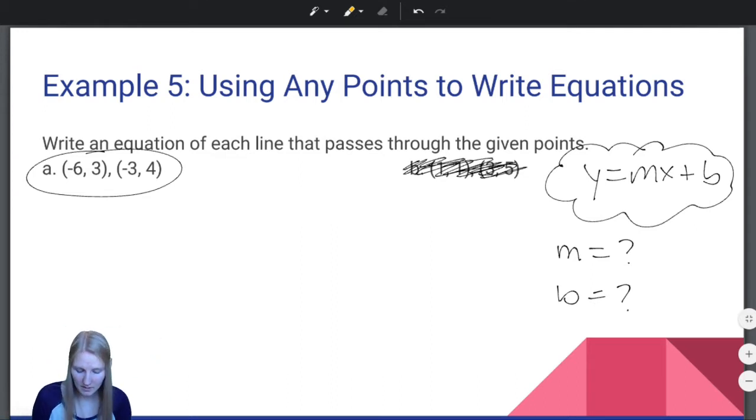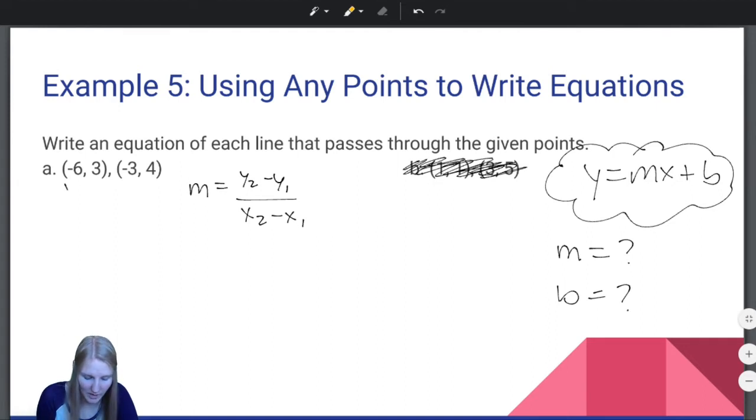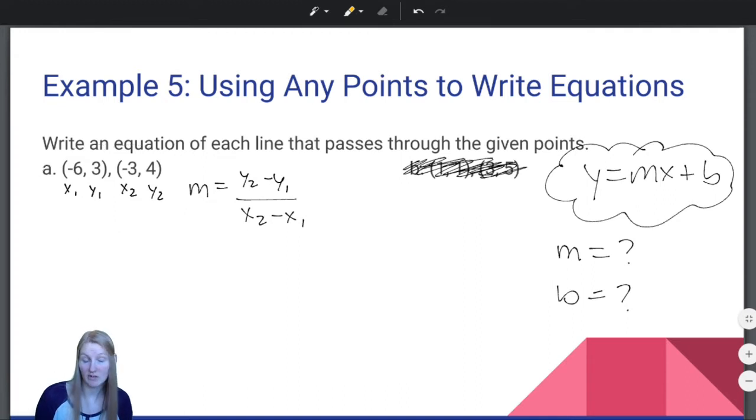Now m is the slope. That's y2 minus y1 over x2 minus x1. So let's do that, because we know how to do that. x1, y1, x2, y2. And if you want to pause the video and try this part on your own, I would recommend that. See if you can do it without me.